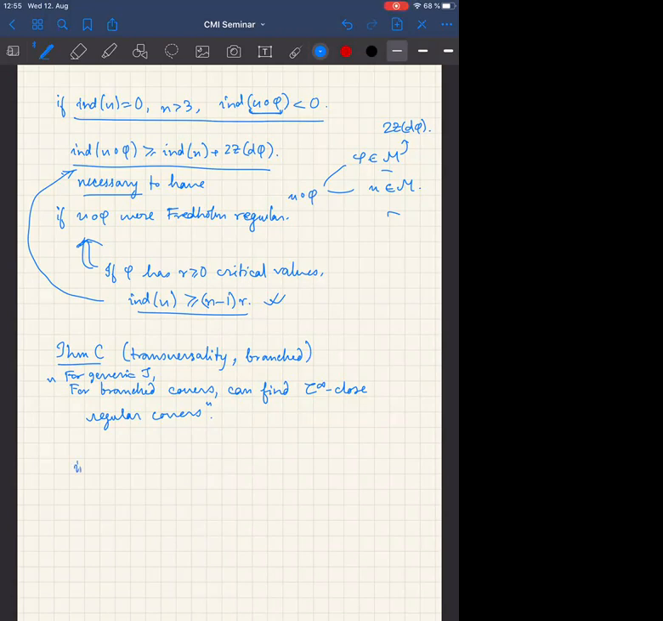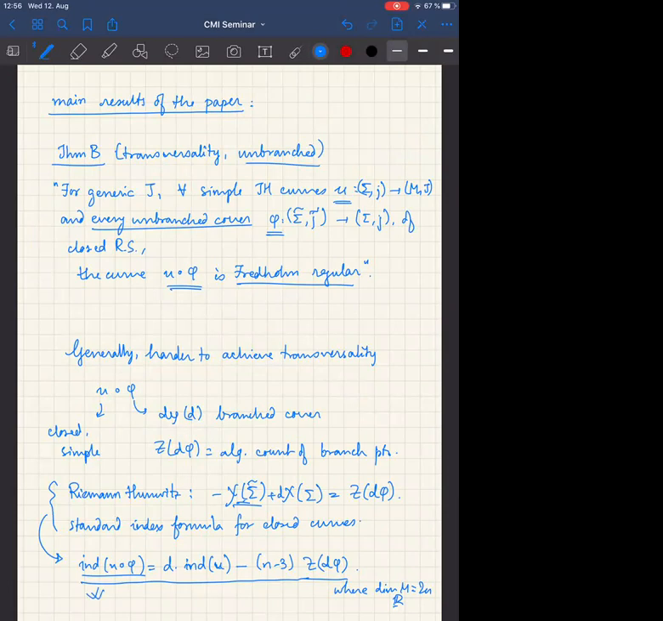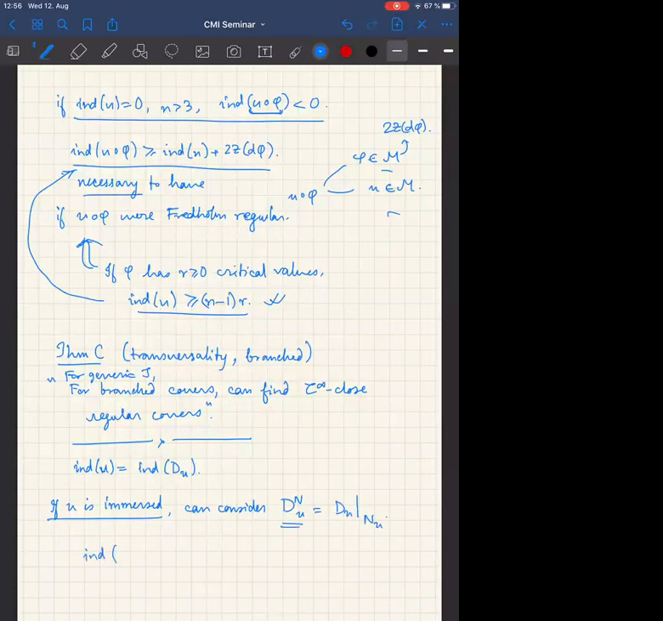And what is the index really? The index is really the index of the linearized Cauchy-Riemann operator at that point. Now, there's also a theorem that if our curves are immersed, then instead of looking at the full linearized Cauchy-Riemann operator, we can look at its restriction to the normal bundle of this curve. So we can consider the restriction of our whole operator to the normal bundle. Then instead of the index formula which we had here, in terms of the normal bundle, we have this index formula.